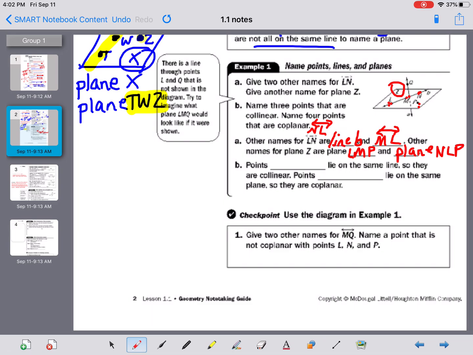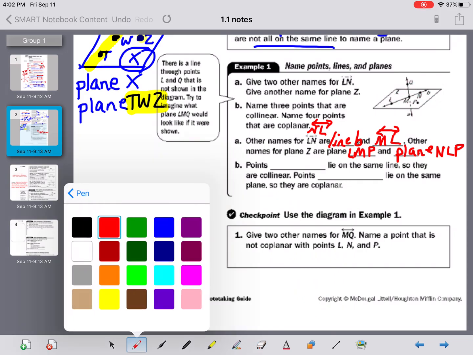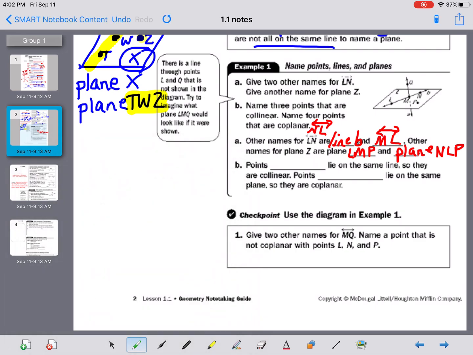All right, next question here, and I'm going to clear my marks from my picture so that I'm not confusing you. It says on B, name 3 points that are collinear. Collinear, like your co-workers who work with you, collinear means on the same line. So I'm looking for 3 points on the same line. It looks like I can do L, M, and N. Points L, M, and N. Notice I wrote a list there. The book wrote points once, and then L, M, and N. I can just list those. They lie in the same line, so they're collinear.